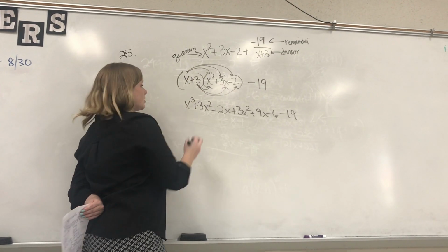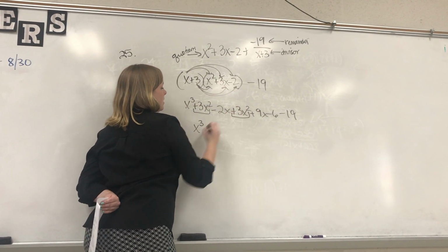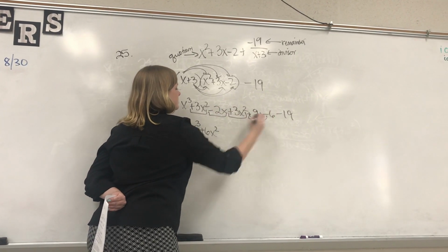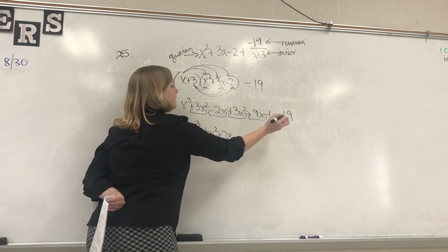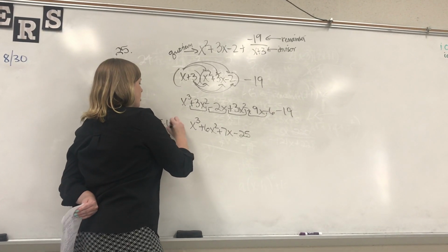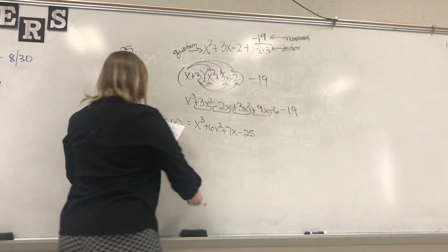Now it's about combining like terms. X cubed, x squared and x squared gives me 6x squared. Negative 2x and 9x gives me 7x. Negative 6 and negative 19 gives me negative 25. So this is my original polynomial that I divided. Number 26.